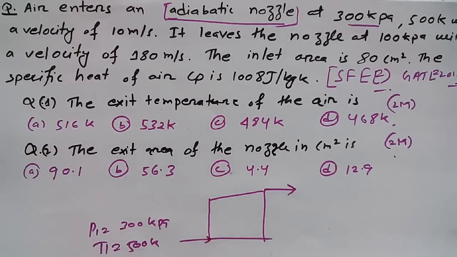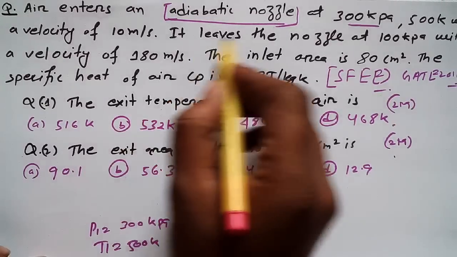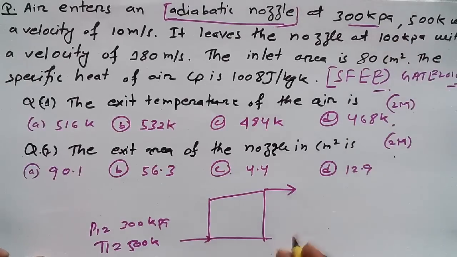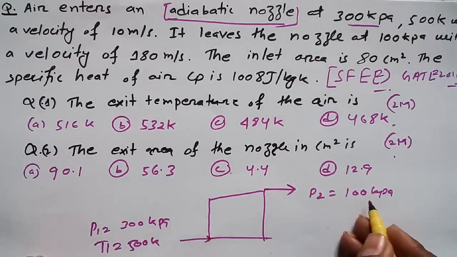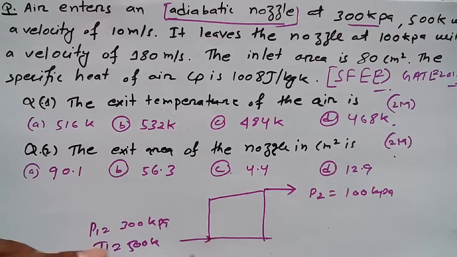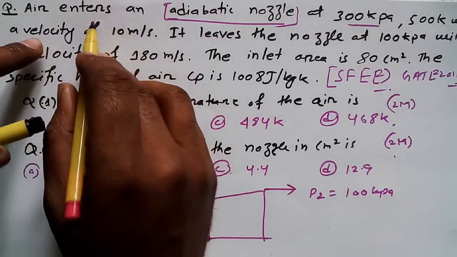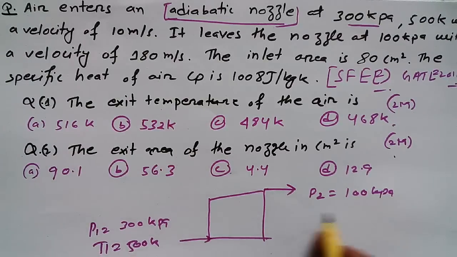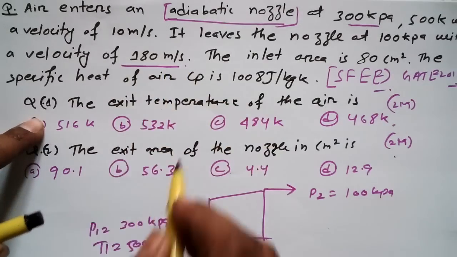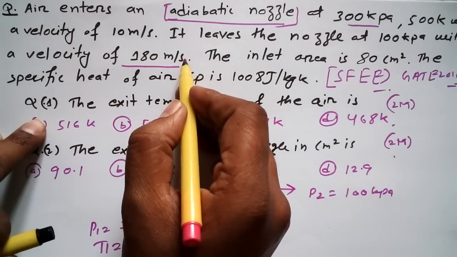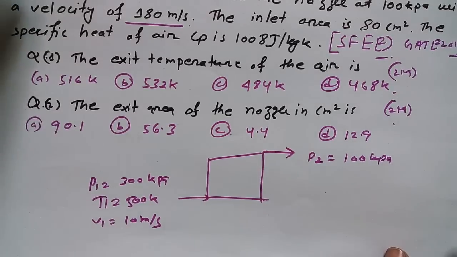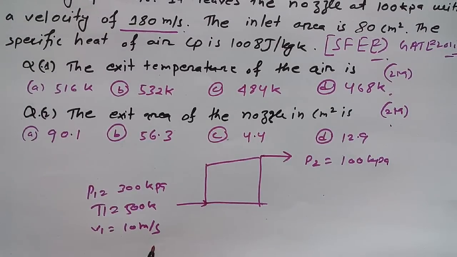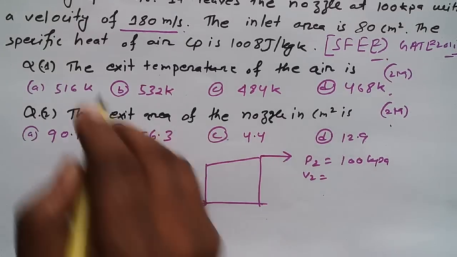10 meter per second. Now it leaves the nozzle at 100 kilopascal. So from the question we can see it is losing pressure by 200 kilopascal because the air is passing through this nozzle. Its pressure is decreasing because its velocity is increasing. Previously it was only 10 meter per second, but right now V2 is equal to 180 meter per second.